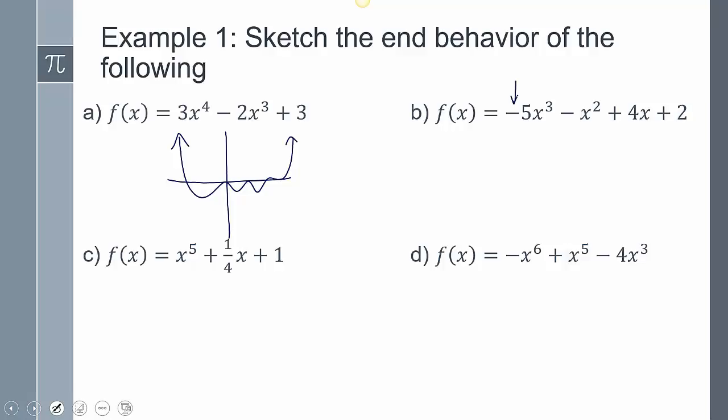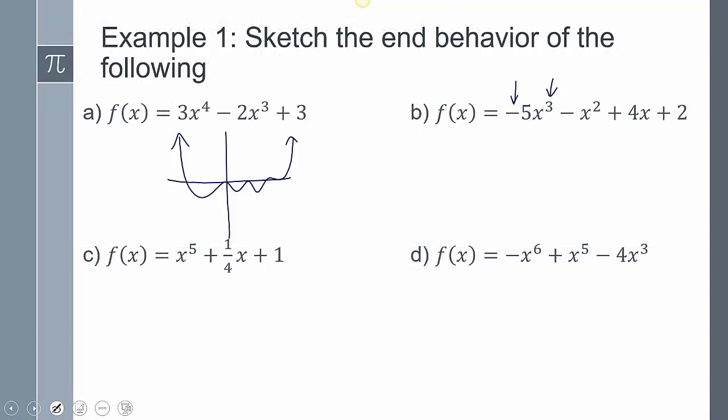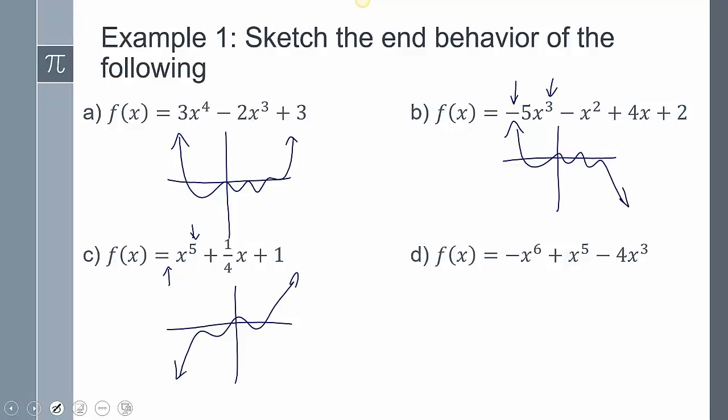Now looking at this, we have negative and odd. Going back, negative and odd is going to be this one here. So my graph is going to have this shape. I'm just doing a brief sketch, not anything exact. This is positive and odd. Therefore, looking at the chart, positive and odd is going to have that shape. And then this is negative and even, and looking at that graph, it's going to have that shape.